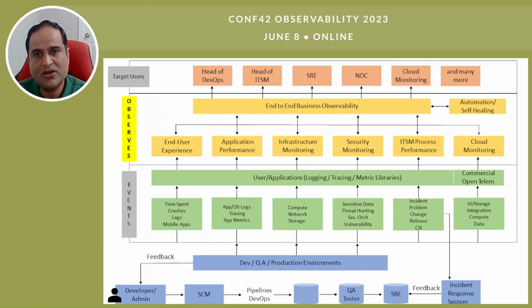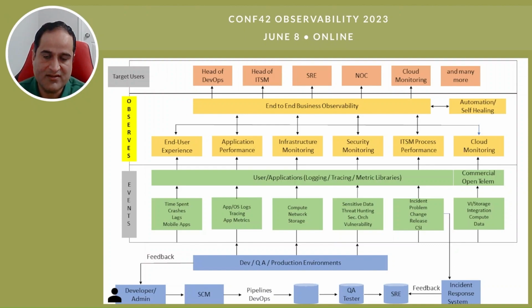Now, end-to-end business observability, what does it mean? It broadly has end-user experience, it has application performance, it has infrastructure monitoring, it has security monitoring, it has ITSM process performance, it has cloud monitoring. Now, what is happening here is there are business processes running. When we say procure to pay or a similar business process, then there are various applications tied to it, but these applications do not have end-to-end business observability.